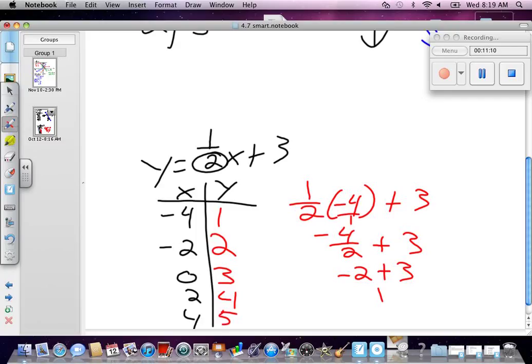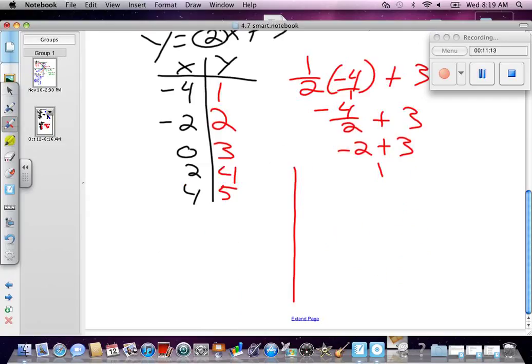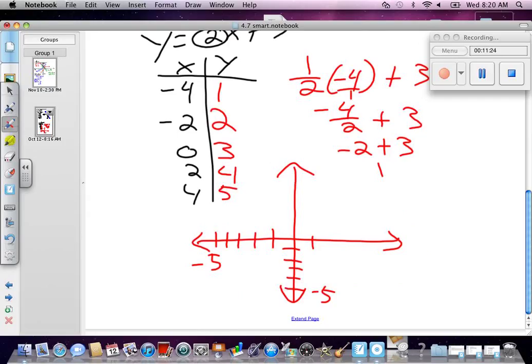Okay, so when we have our graph for this, we've got -4, 1, -2, 2, 0, 3, 2, 4, and 4, 5.